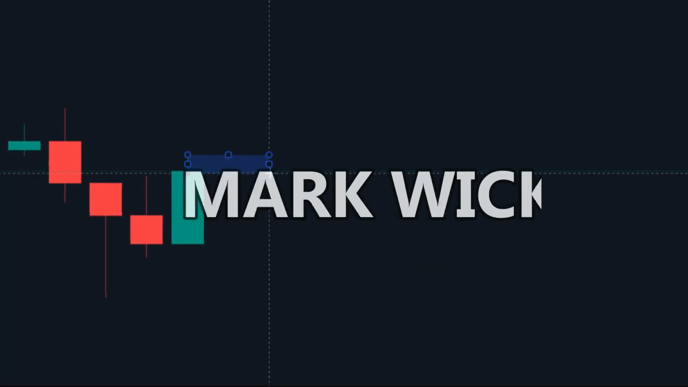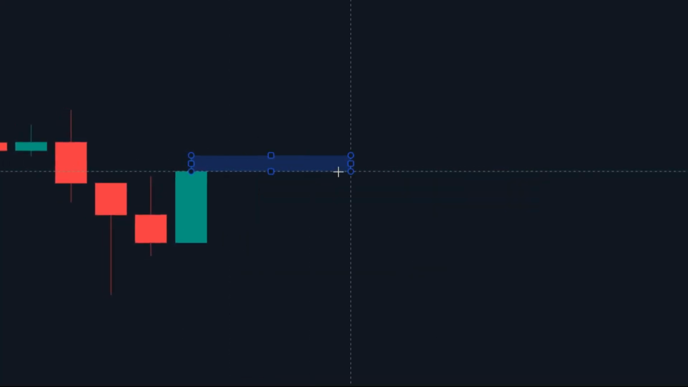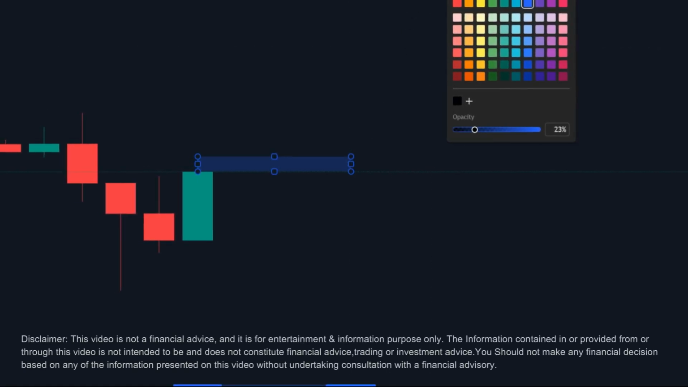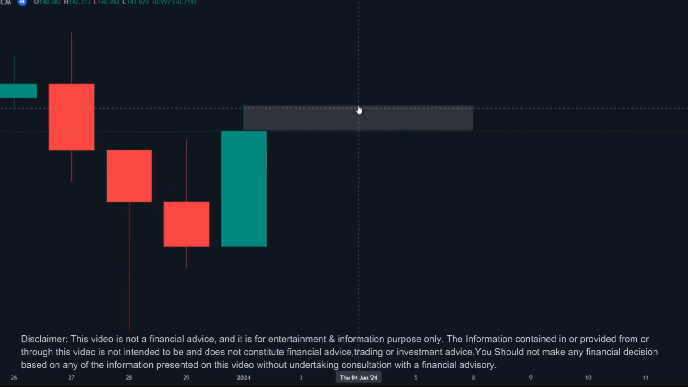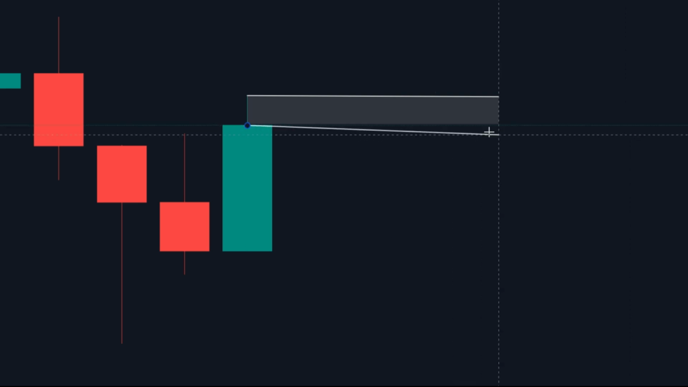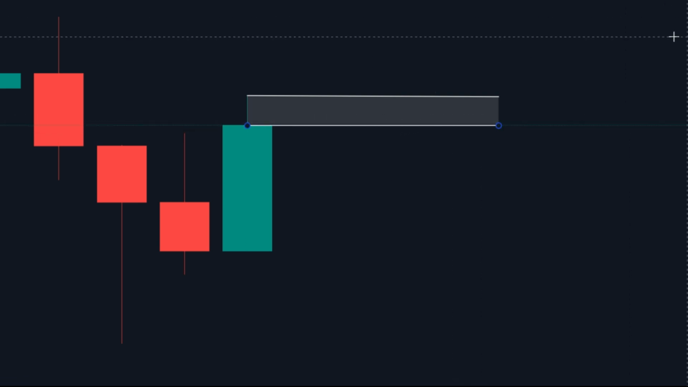Step 2. This is a green engulfing candle. Pick the rectangle tool and mark the area of the wick, starting from the close of the candle's body. After that, I pick the line tool and mark the top of the wick. Then I mark the bottom of the wick. And the third and last line is at the start of the candle's body.